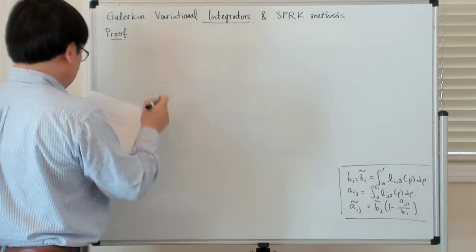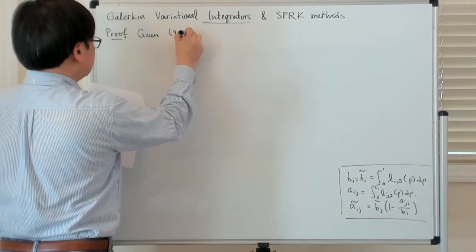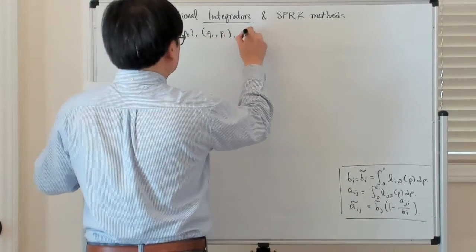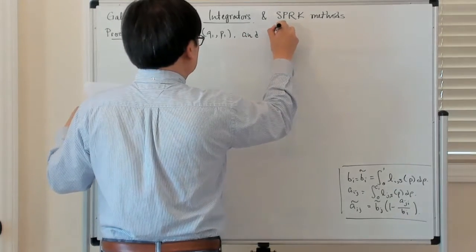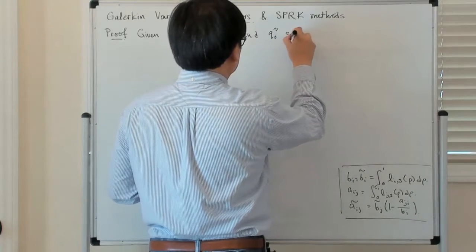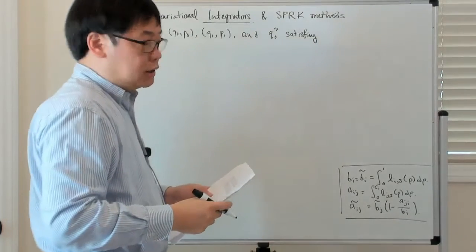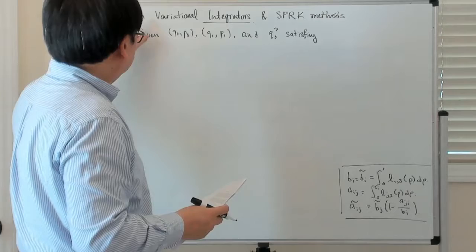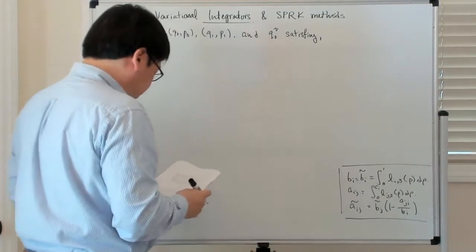Okay, so let's say you're given q0, p0, q1, p1, and q0 nu, satisfying the conditions which are associated with the Hamiltonian map for the Galerkin variational integrator. So let me just actually write those down.